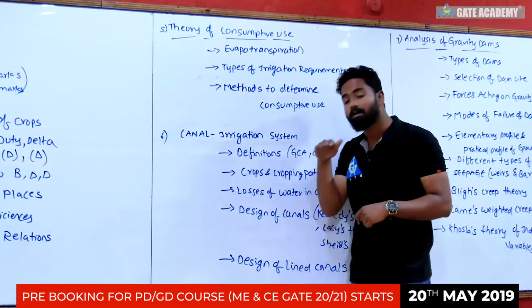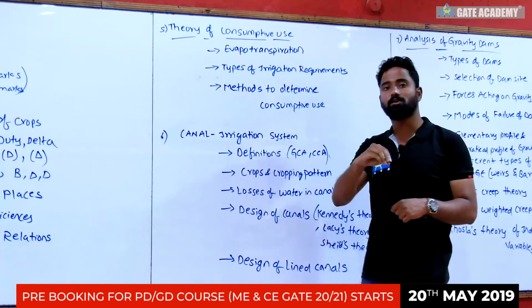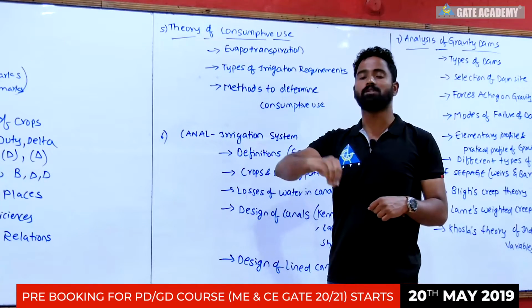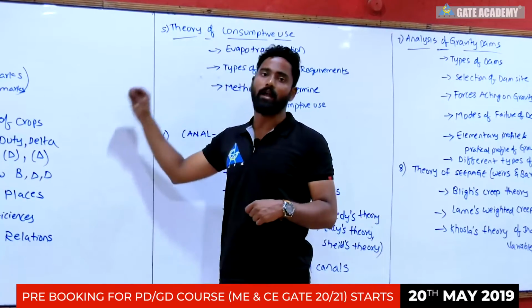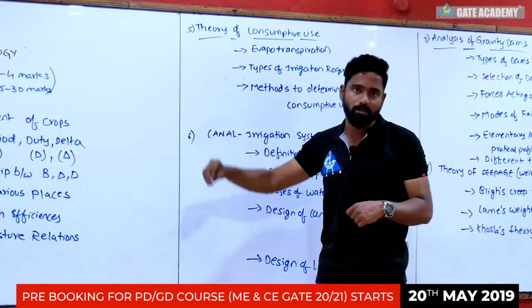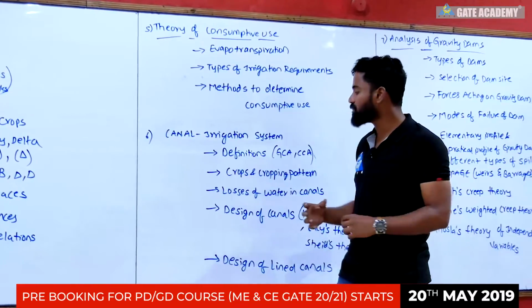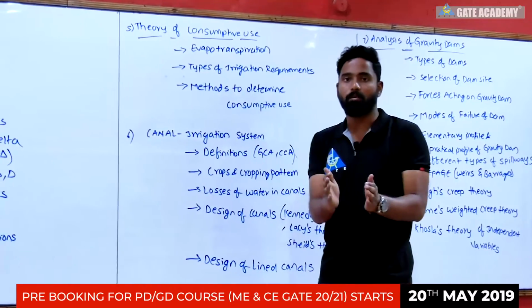So what are the different types of crops? You have to have an idea. They directly ask you a question like wheat and rice are grown, and what is the intensity. So calculate delta, calculate duty, calculate the base period for different crops. This is how they are going to frame the questions. So you have to remember different types of crops. What is the cropping pattern?